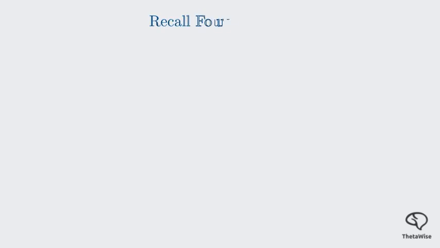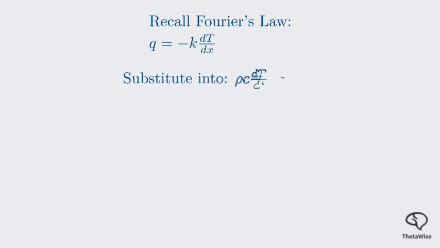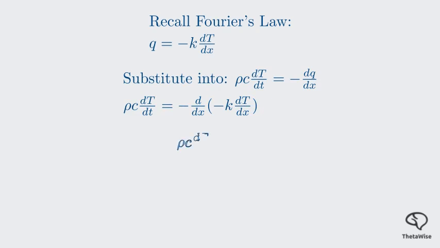Remember, Fourier's law states that Q equals negative K times dT/dx. Substituting this into our conservation of energy equation, we get rho times C times dT/dt equals the negative of the derivative of negative K times dT/dx. The two negative signs cancel out, and if we assume the thermal conductivity, K, is constant, we can pull it out of the derivative. This gives us rho times C times dT/dt equals K times the second derivative of T with respect to x.